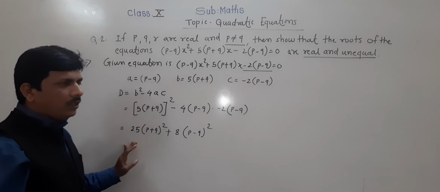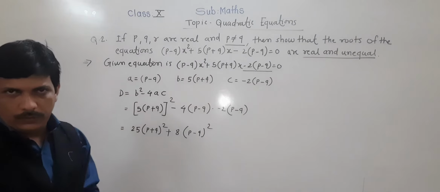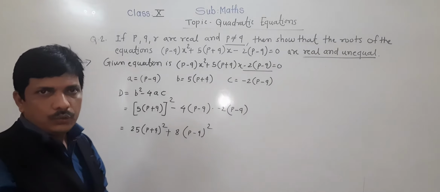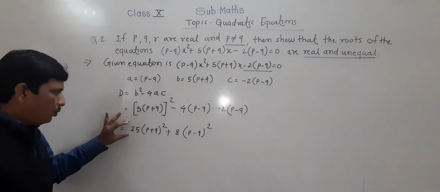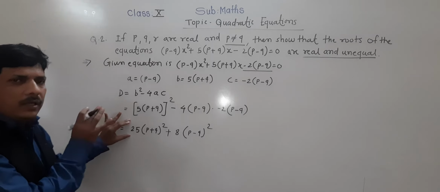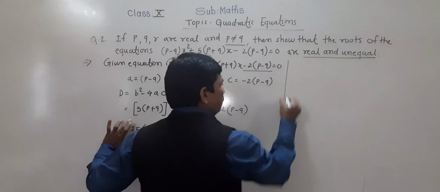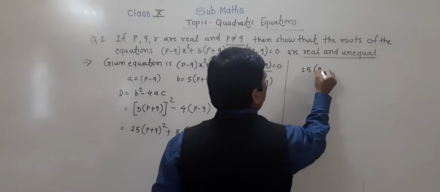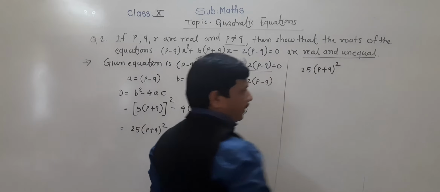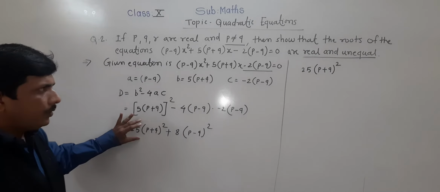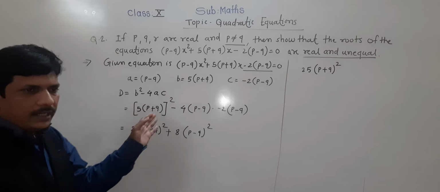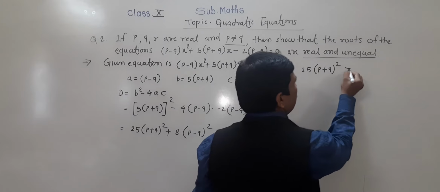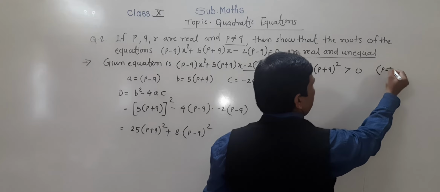Here the values of p and q are not given, but one thing is given: p and q are not equal. So if I think about the particular term 25 (p plus q) bracket square, since p and q are not equal, definitely the value of this is greater than 0, because p and q are not equal.